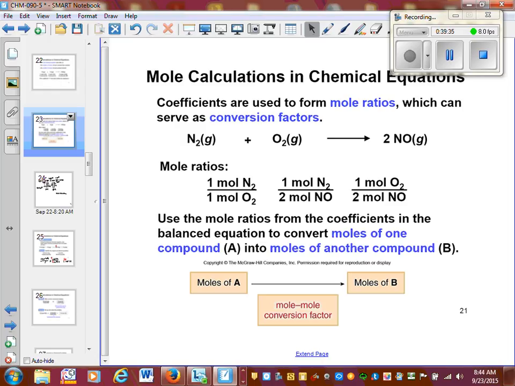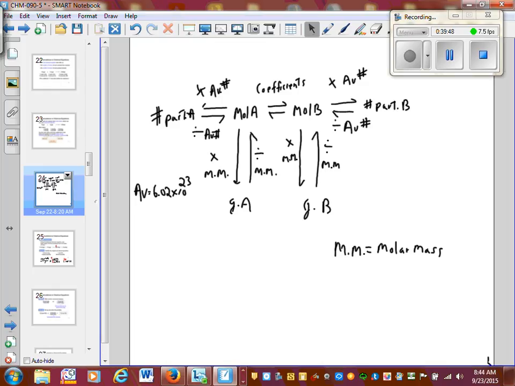Now, I'm going to give you the stoichiometry roadmap. I think I posted it on Blackboard. This is one you can write down. I'll give you a chance to write this one down. Stoichiometry roadmap. I believe that's on the Blackboard under this chapter. If not, I'll put it on there. But it tells you how to do everything we're going to do. And it is literally a roadmap.